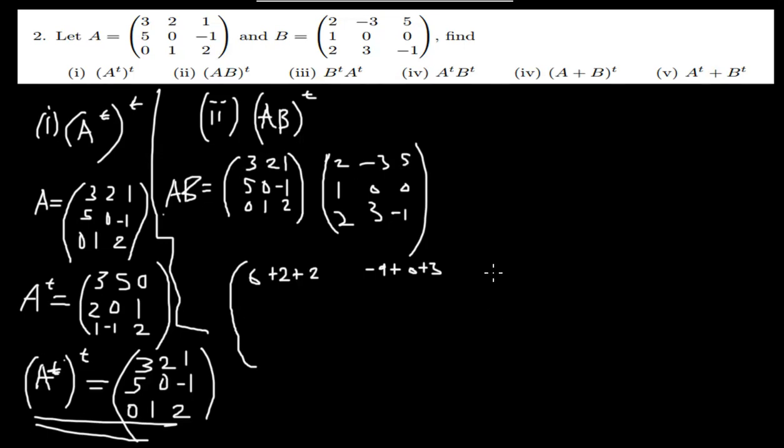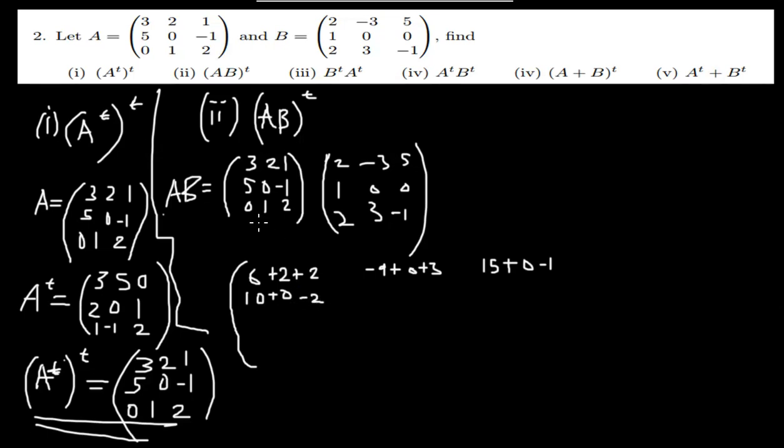Then 3 times 5 you get your 15. 2 times 0 you get your 0. And then 1 times negative 1 you get your negative 1. Then when you go in the second row, you also go in the second row this side. So 5 times 2 you get your 10. Then 0 times 1, 0 times 1 you get your 0. Negative 1 times 2 you get your negative 2.